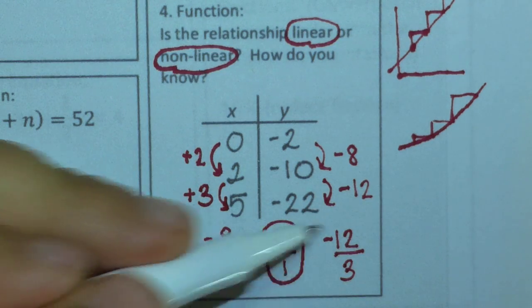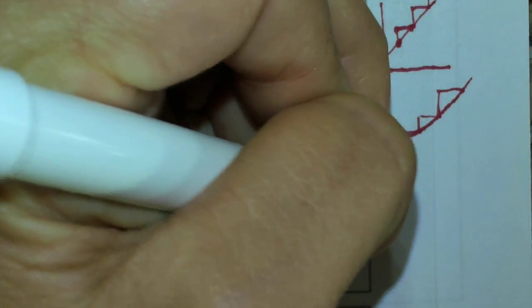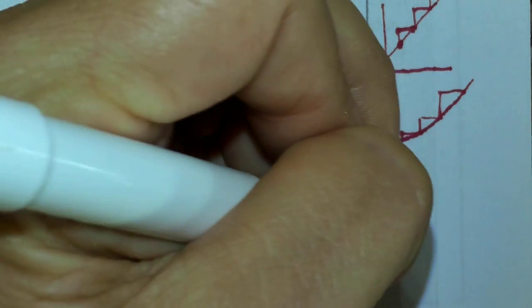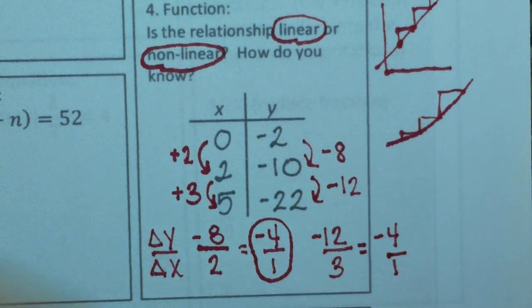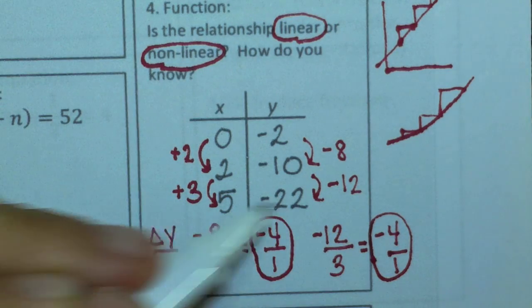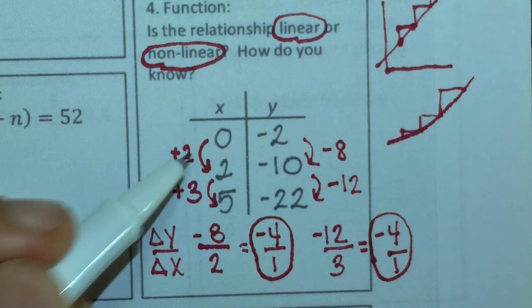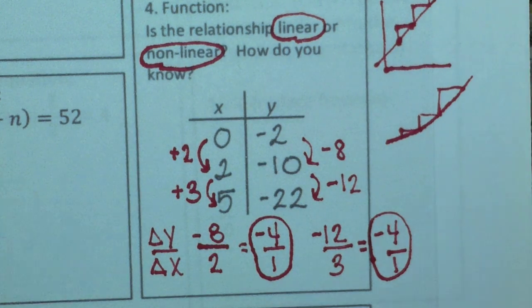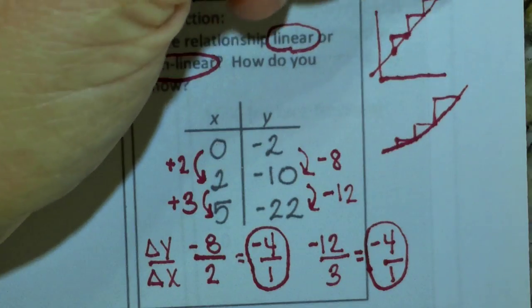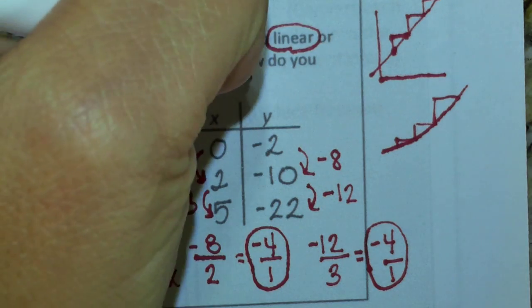Okay, so far I don't see that representation here, but if I simplify that down and I do negative 12 divided by 3, I do in fact get negative 4 over 1. And so this unit rate for this set is identical to this unit rate for this set of changes. So therefore, I would have that constant stair rate. My line would be straight if I were to graph this. I'm going to say this is linear.